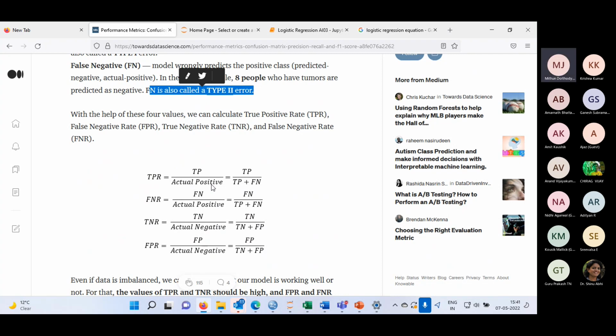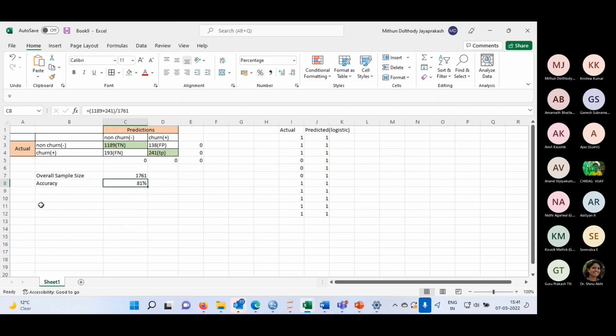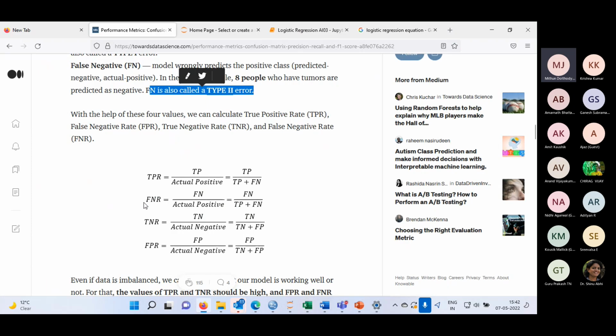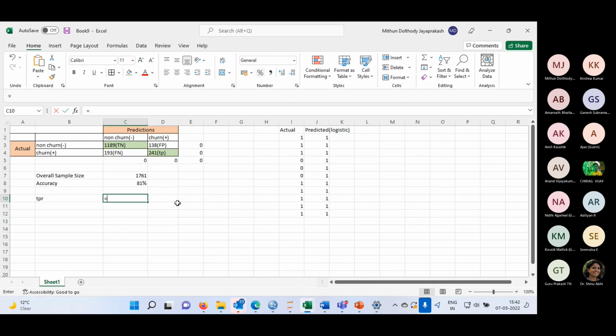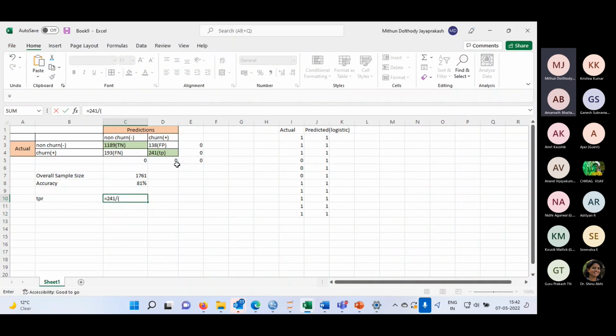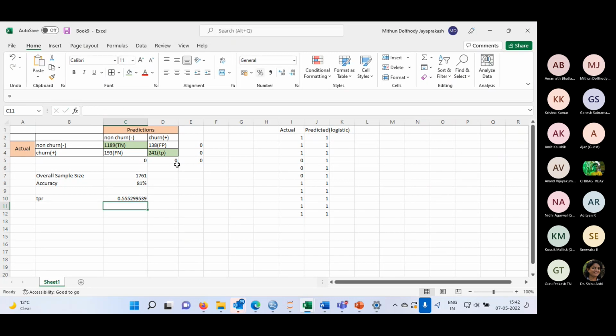Are you getting this, guys? TPR, how do we generate? So if I have to generate TPR, in the numerator, what should I take? Just take TP, true positive. TP is 241. Divided by, in the denominator, what should I take? It is TP plus FN, where TP is 241 and FN is 193. So 241 divided by 241 plus 193. When it comes to your true positive rate, it is around 56%.